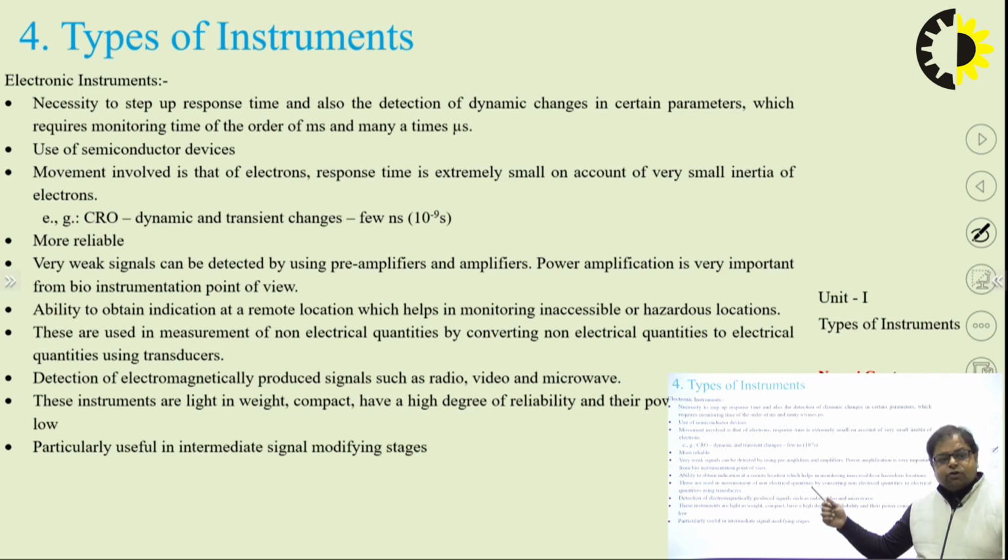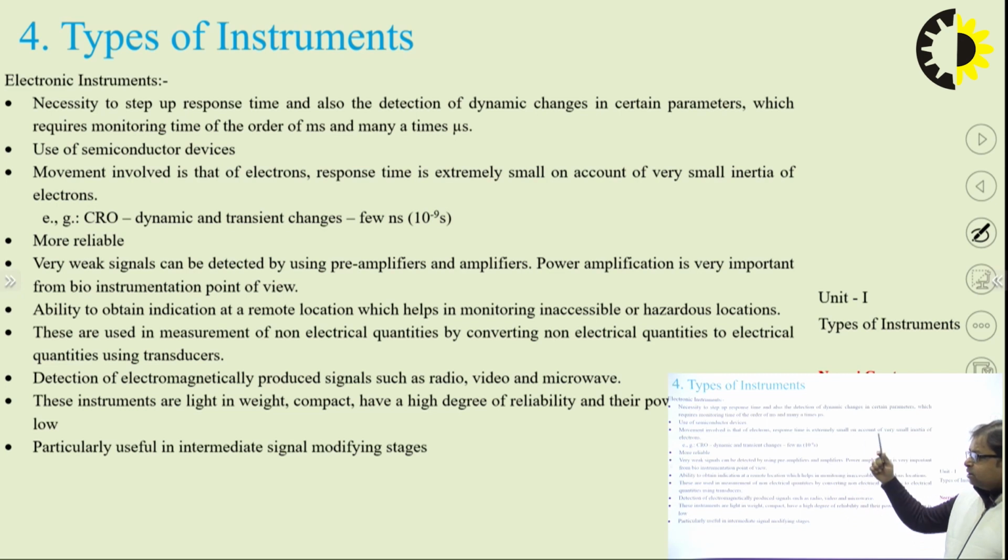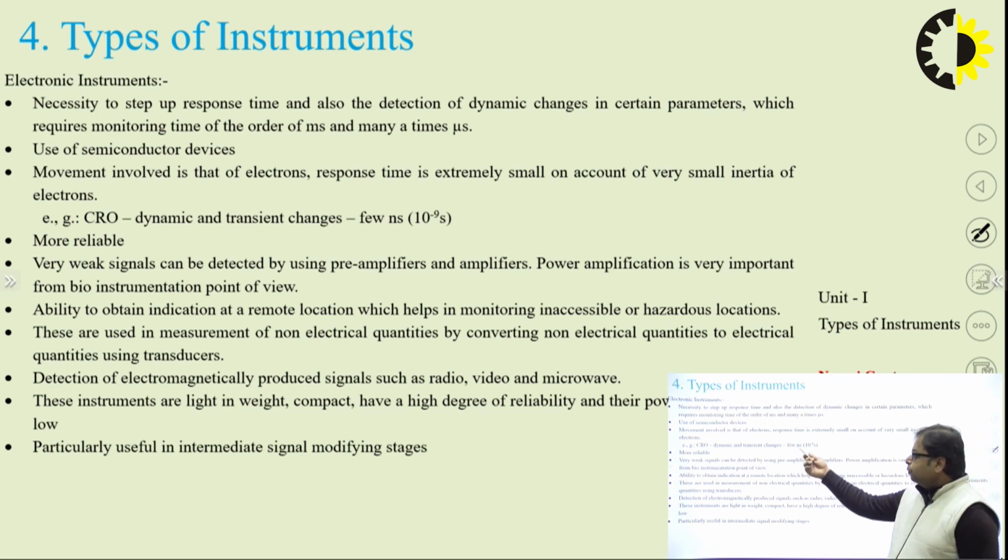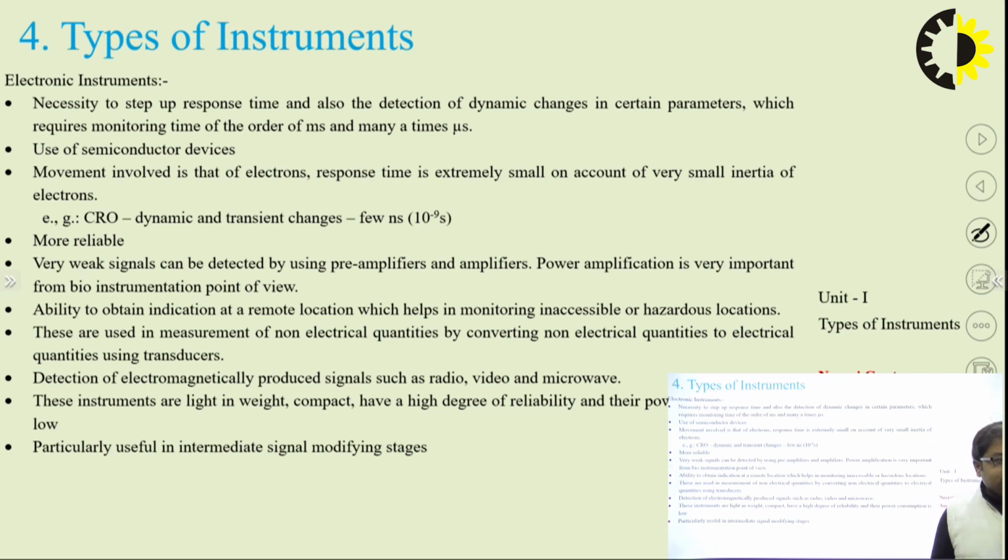So, electronic instruments were using semiconductor devices. The movement involved is that of electrons, which are quite fast. So, response time is extremely small on account of the very small inertia of electrons. An example of this is the CRO, cathode ray oscilloscope, handling dynamic and transient changes. It was having a few nanoseconds response time.